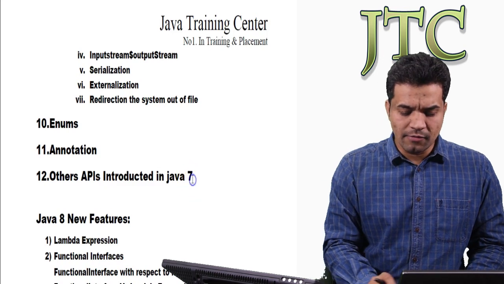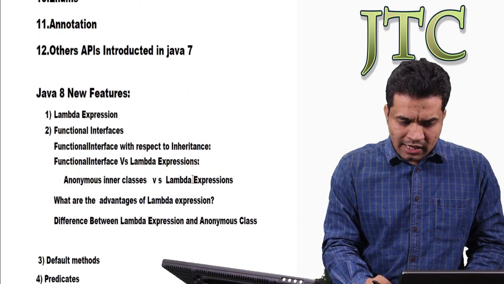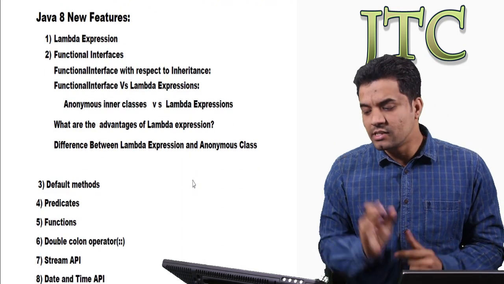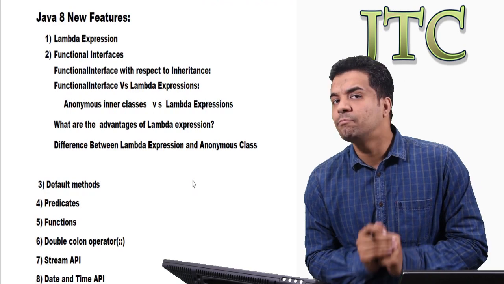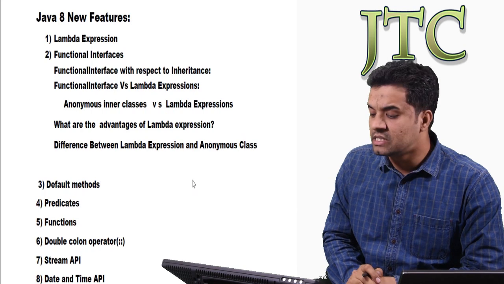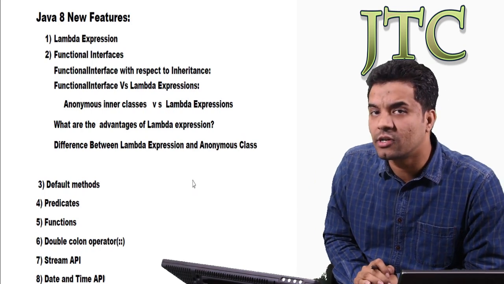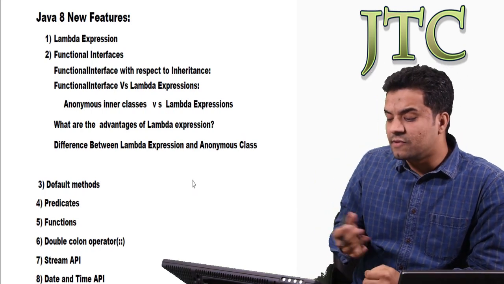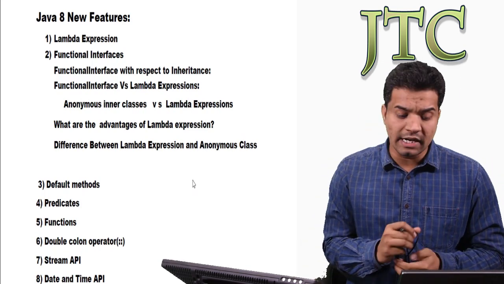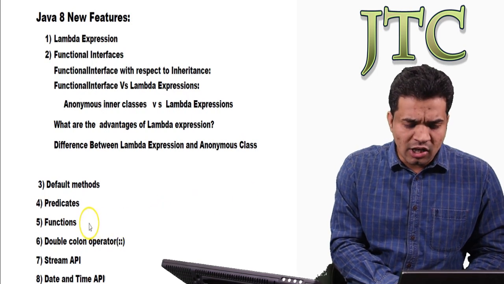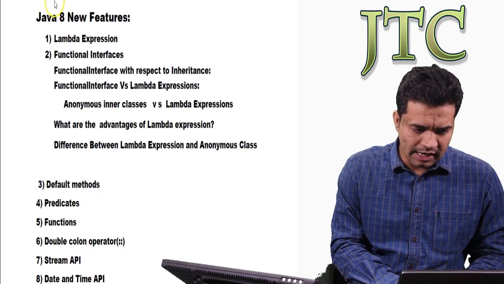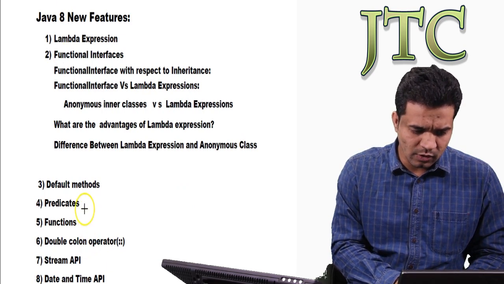After that, the categorical features which are there from JDK 1.8. You can see here the JDK 1.8 important features: lambda expression is there, functional interface is there. Again, default methods, predicates, functions, the double colon operator, streaming API. Lots of new concepts these all are, and we will be discussing them and how we are going to work with them.